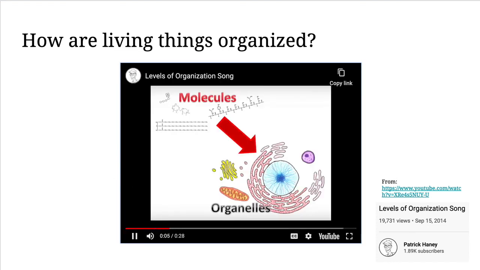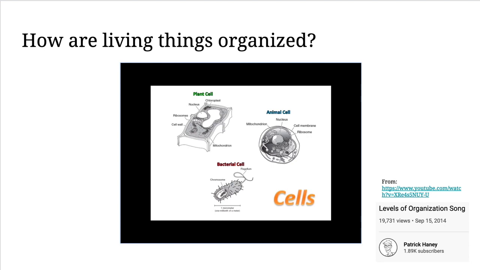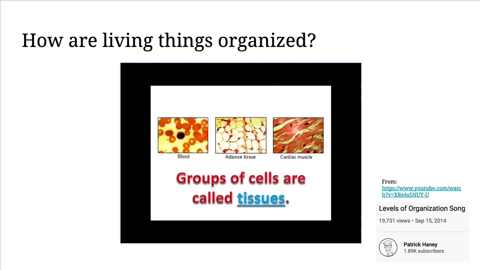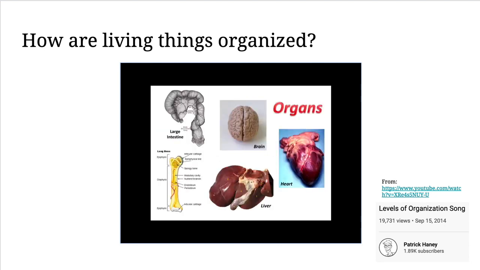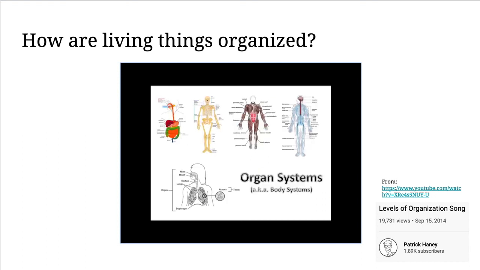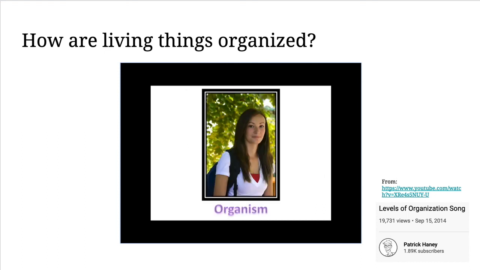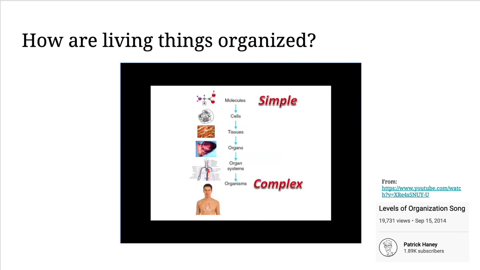Molecules make organelles which go together into cells. Groups of cells are called tissues which make the organs inside you. And organs work inside systems to make living organisms. This is the way we're organized from simple to complex inside.